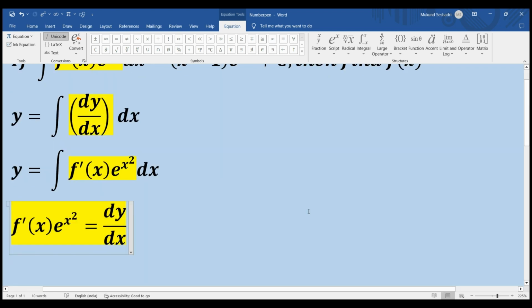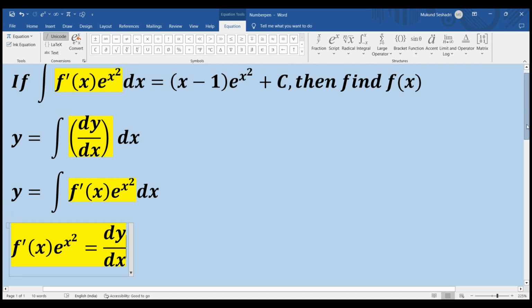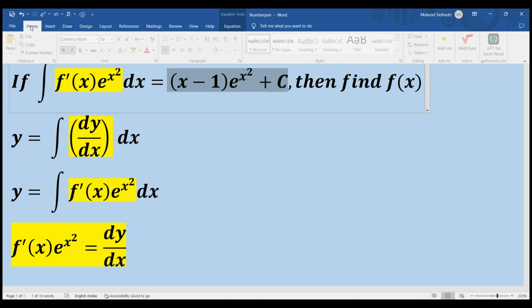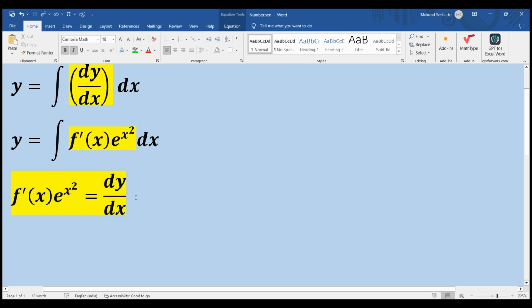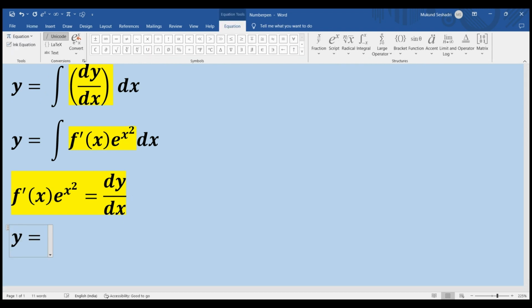We have our dy by dx, and if you take a look at the question once again, we already have our y, right? What is our y? My y is nothing but x minus 1 times e to the power x square plus c. Let me highlight that in a different color, say green, right? So I have my dy by dx in terms of f dashed of x. Now I have my y, which has already been given to me in the question itself.